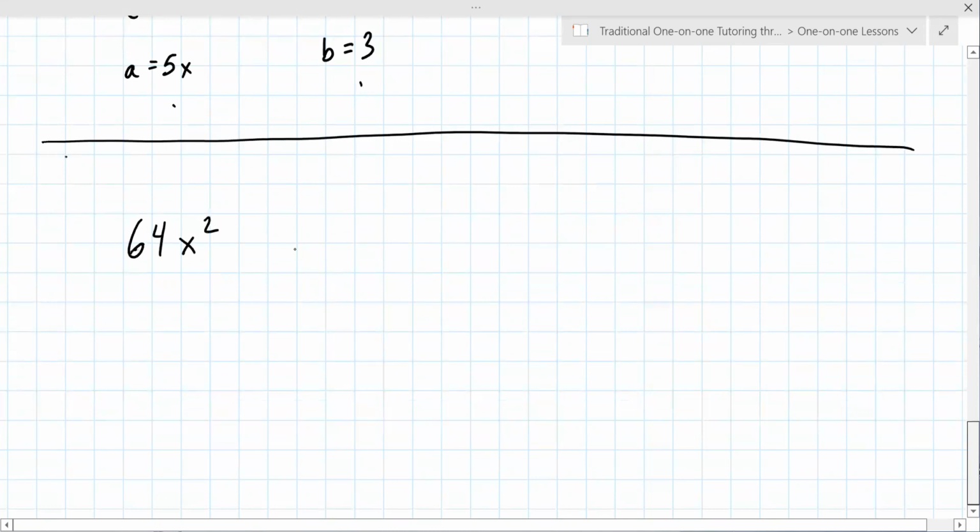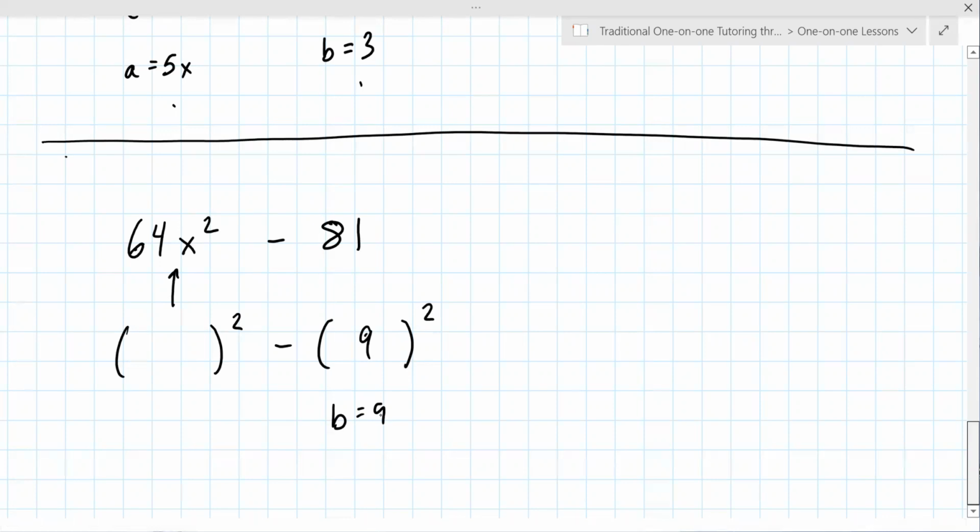64x squared minus 81. What you have to do is figure out what squared gets you back to the previous line. You can start with the number or the number in the variable. Nine. So B is 9. Yes, B is definitely 9. 9 squared gets you back to 81. And then 64. 64, you got it. 8x. 8x, perfect. So that's your A. Your A is 8x.